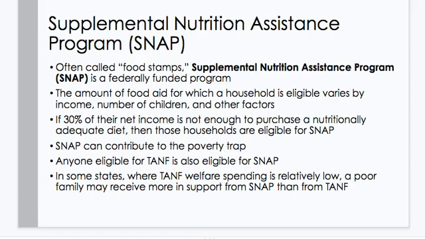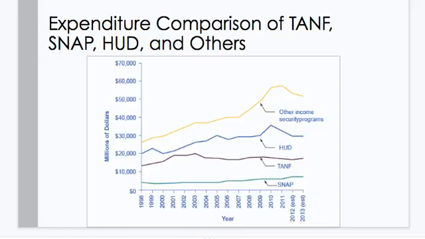Anyone eligible for TANF is also eligible for SNAP. In some states where TANF welfare spending is relatively low, a poor family may receive more in support from SNAP than from TANF. And here are some expenditure comparisons of TANF, SNAP, HUD, which is Housing and Urban Development, and others.